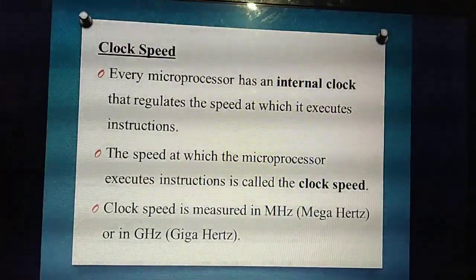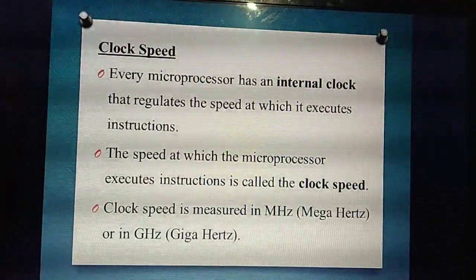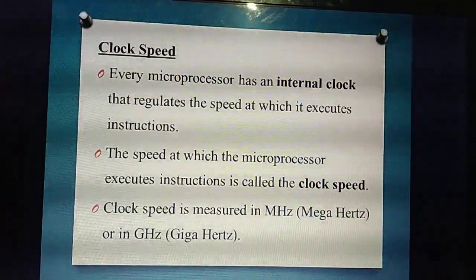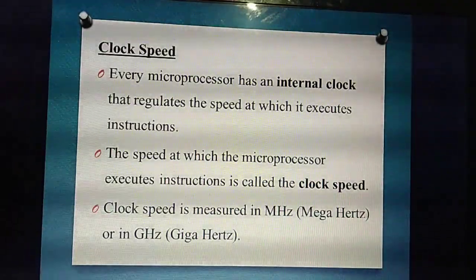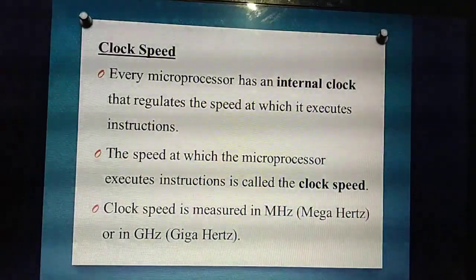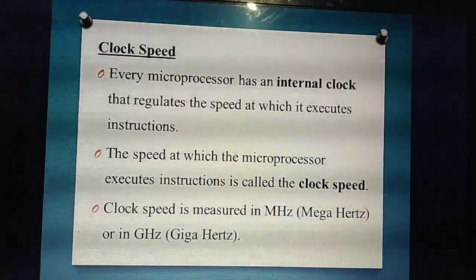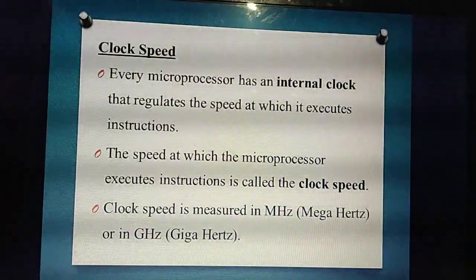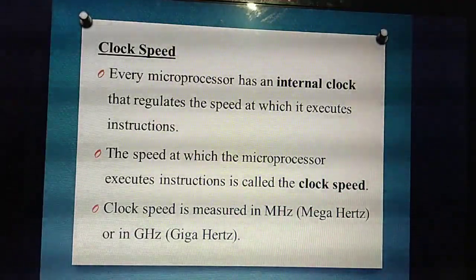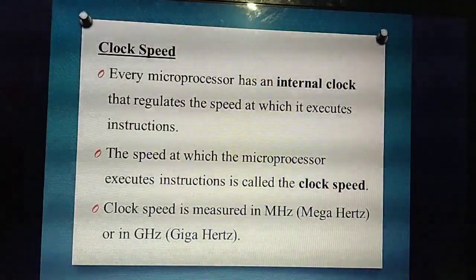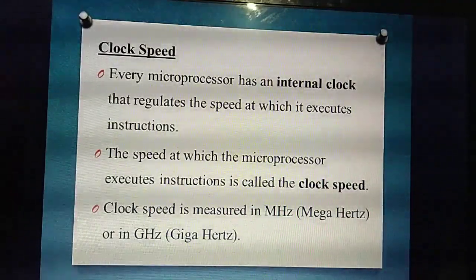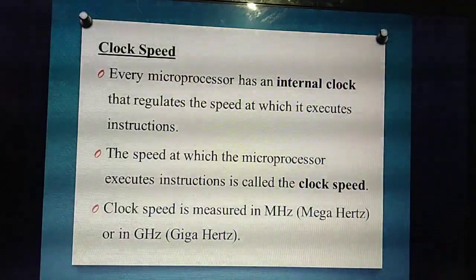The speed at which a particular instruction is executing inside the microprocessor, that speed we call clock speed. A microprocessor executes a particular instruction at some speed, and that speed we call clock speed. Understand? Two more important questions.